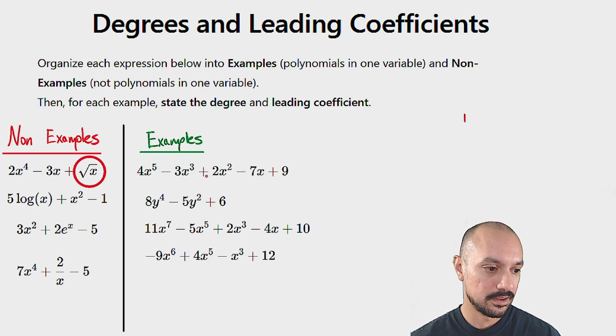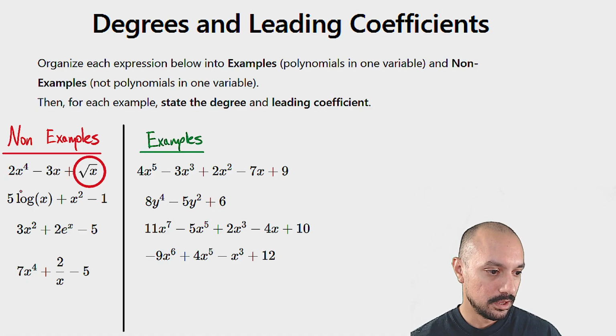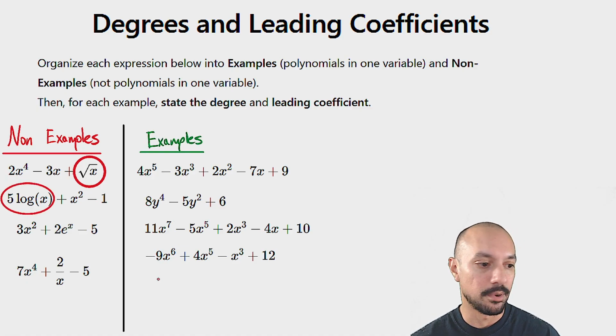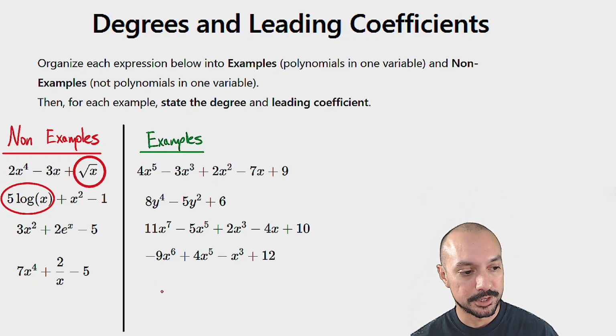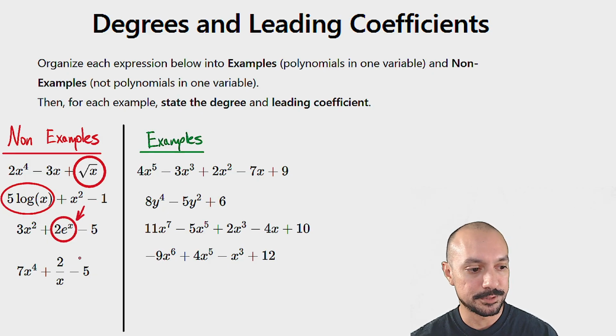All right. For the next one, this term here prevents this expression from being a polynomial. Logarithms exclude our expressions from being polynomials. The next one, we have an exponential. I know that this is an exponential term because I see the variable in the exponent spot.